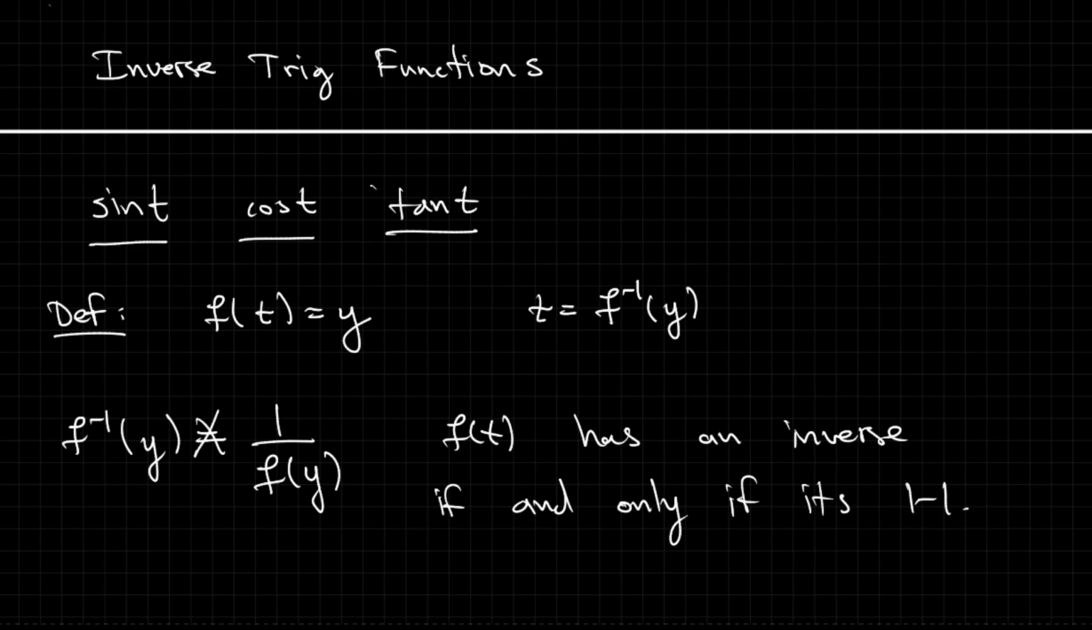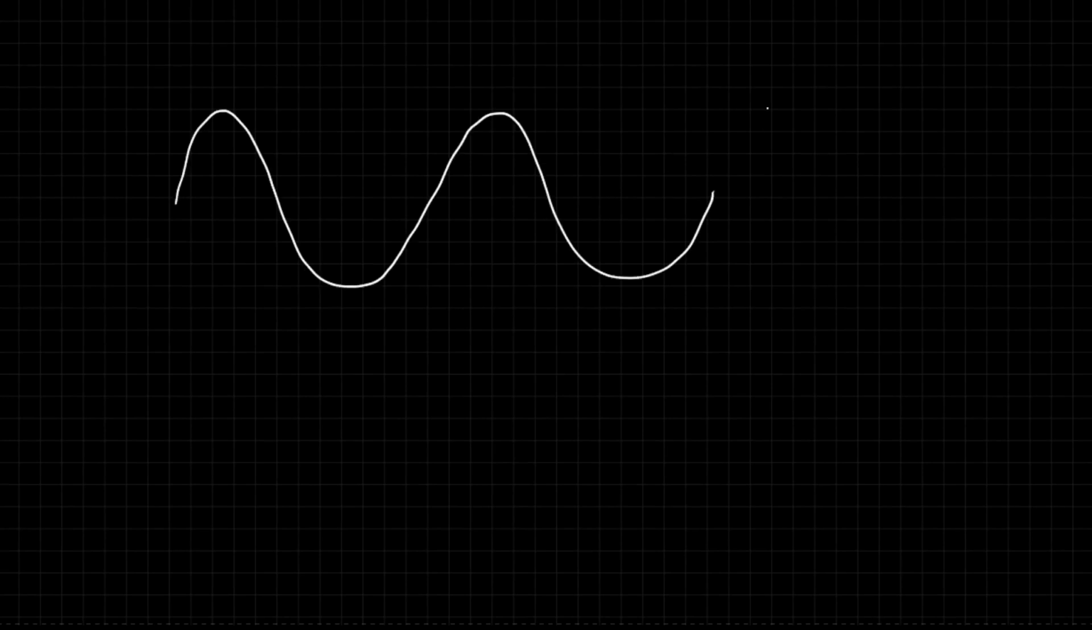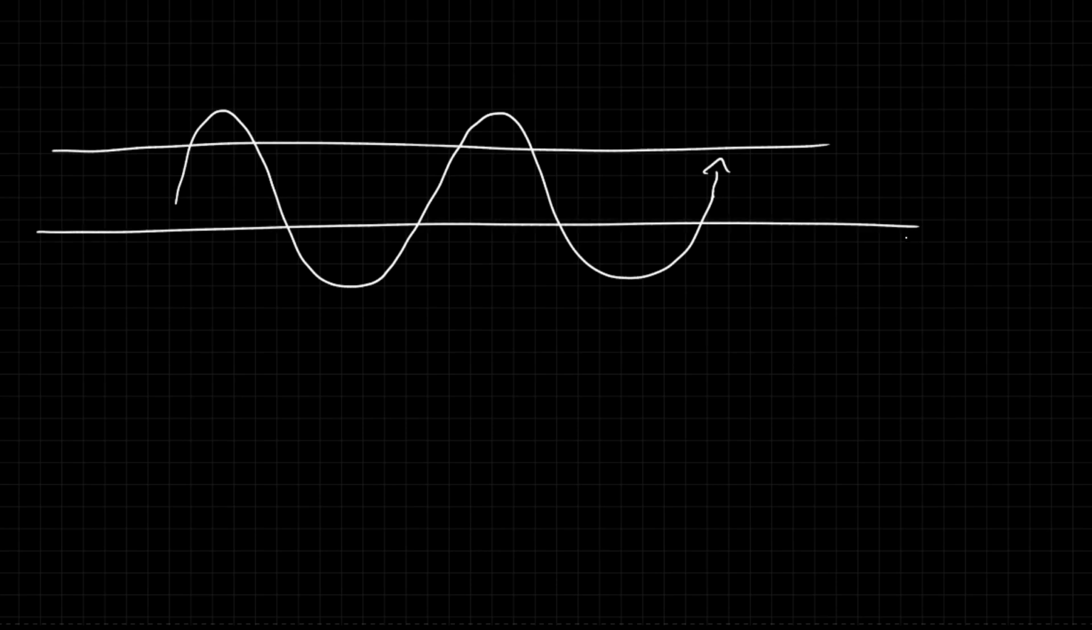Unfortunately, the graphs for all three of these functions, cosine t, sine t, and tan t, they all fail the horizontal line test. For example, the graph of sine of t, remember, looks something like this. Of course, I haven't drawn any axes, but the graph definitely fails the horizontal line test. And similarly for tangent of t and cosine of t.